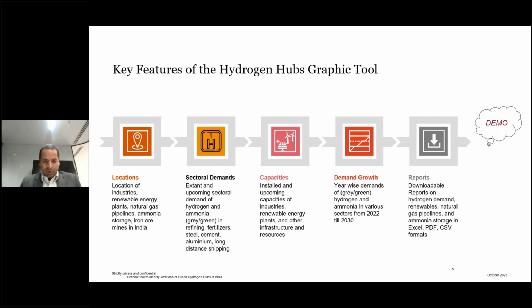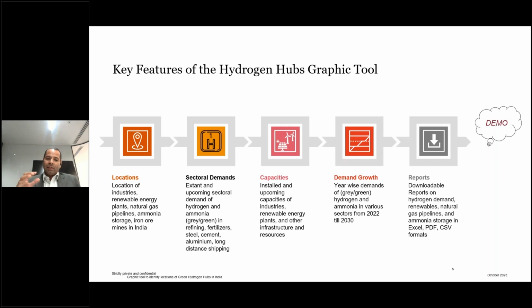So, when I come to the specifics of this tool, when we are looking at locations, the locations have been identified based on the location of the industry, because the major consuming sectors, wherever they are located, would be preferred by the suppliers, because as we know, hydrogen transportation today is costlier.